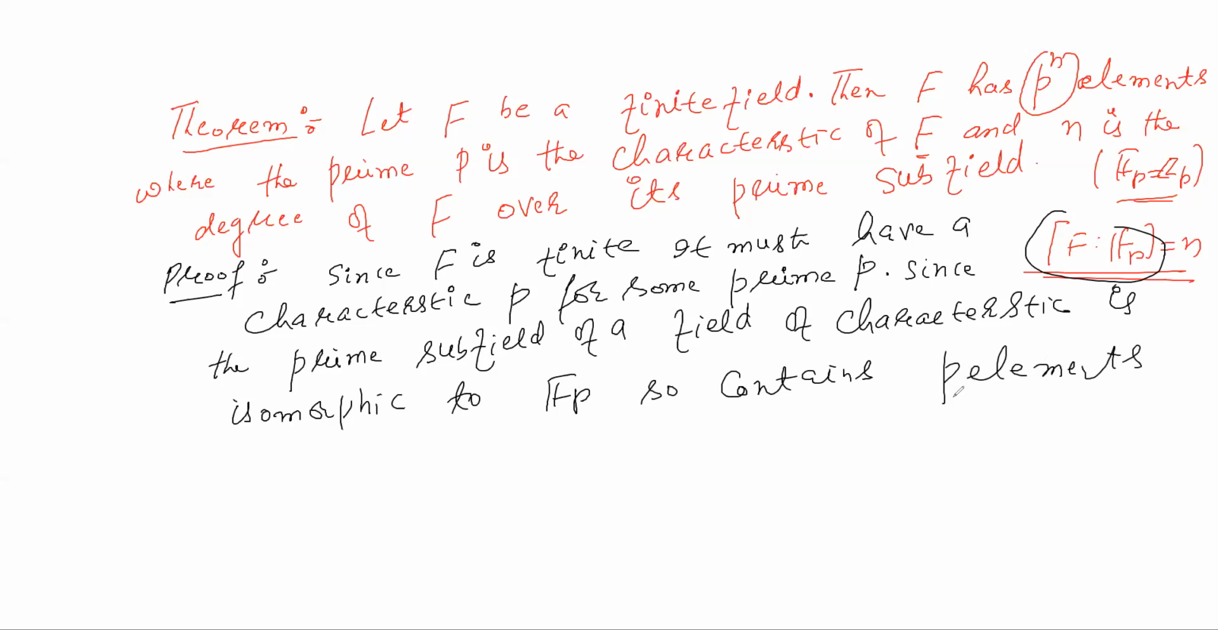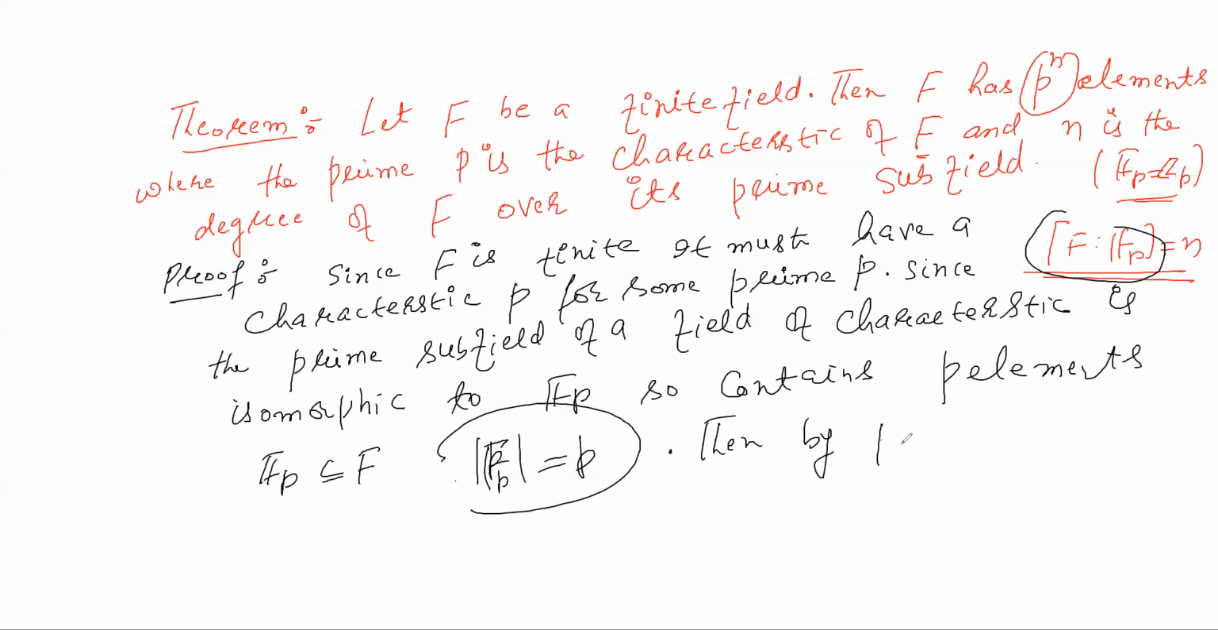Okay, so you have a subfield Fp of F, such that the cardinality of Fp is p. Now you apply the previous lemma. By the previous lemma, F must have p raised to power n elements.